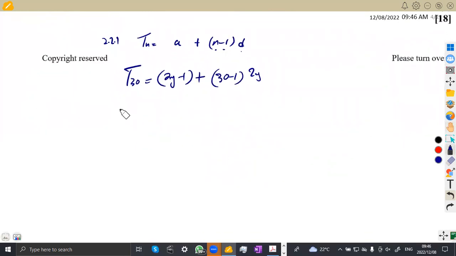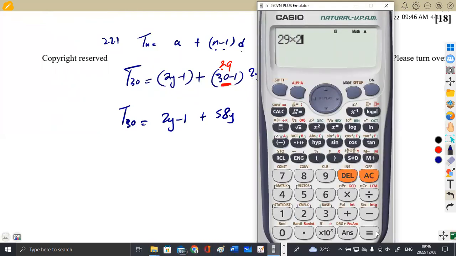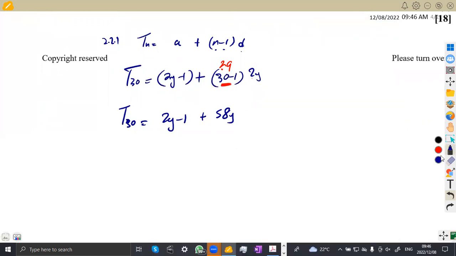What are you going to have here? So T30 is equivalent to 2y minus 1 plus, this is 30 minus 1, which is 29. So 29 times 2, that's 58, so we are going to have 58y. Or you can just use your calculator to cross-check. 29 times 2, that's 58. So collect like terms, we've got 2y here and 58y. So 2 plus 58, that's 60. So it's going to be 60y minus 1. So this is our T30 in terms of y. So that's it. We are done.